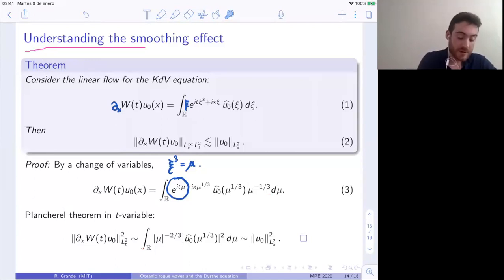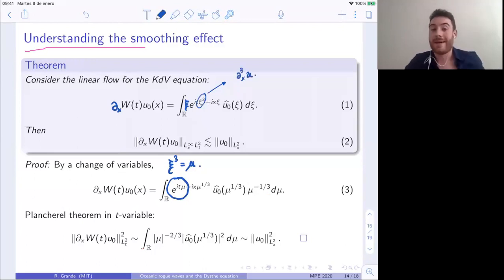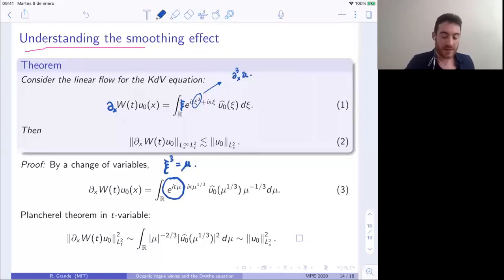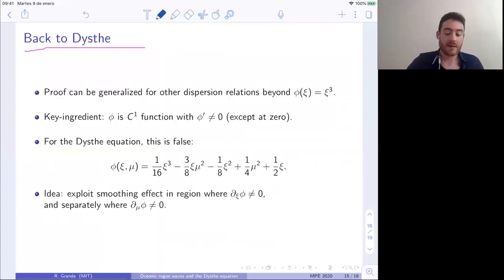One of the things that one notices quickly in this proof is that despite its simplicity, it's actually quite easy to generalize. This element here, this C cubed, which comes from the term with 3 derivatives in the KdV equation, there's nothing particular about it. So one thing we can do is generalize this for other dispersive relations, phi. The only thing we need is that we can perform this change of variables in some way. So we need that phi is a C1 function and that it doesn't vanish, except perhaps at x0.